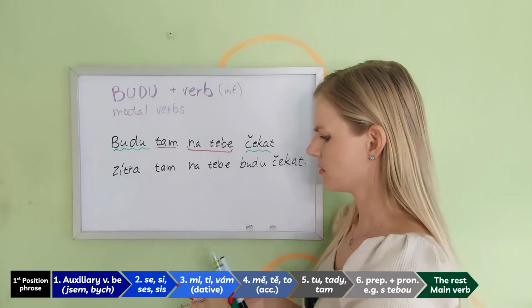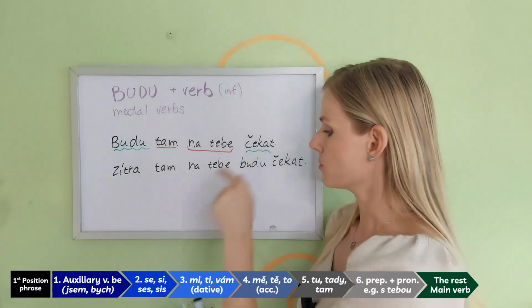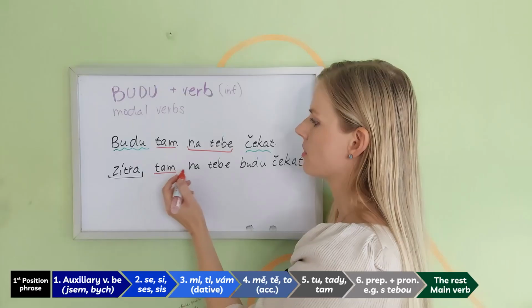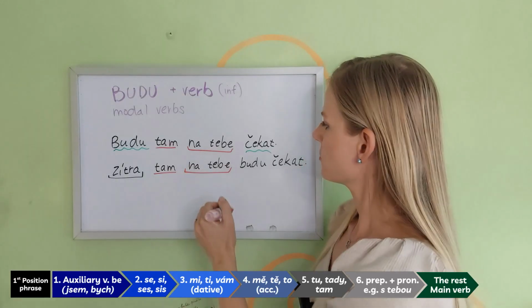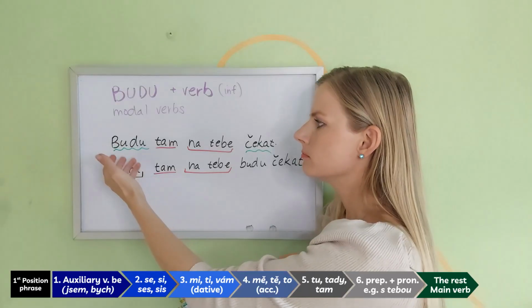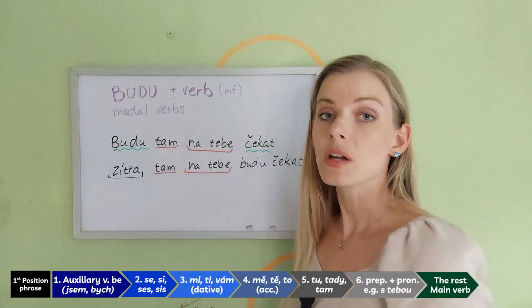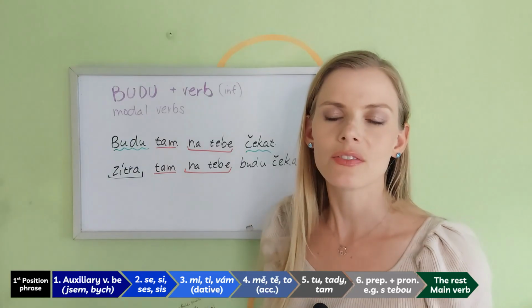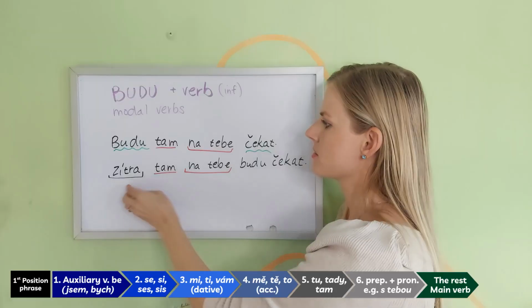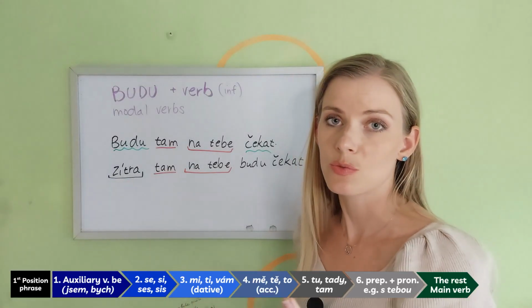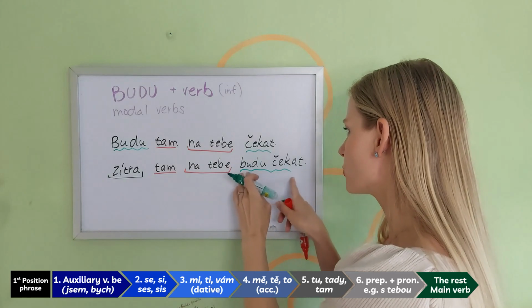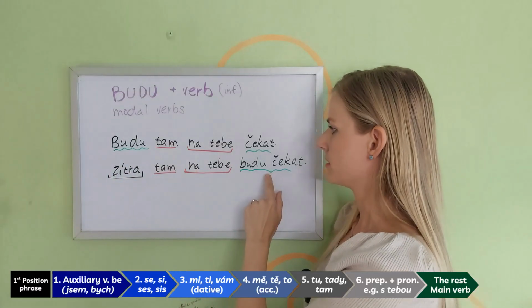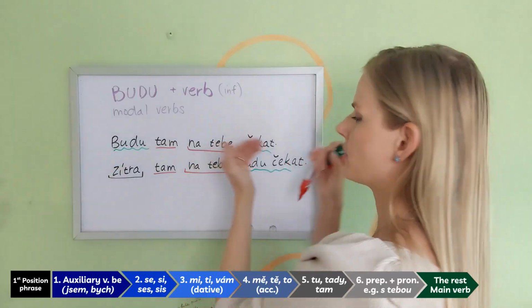Now, zítra tam na tebe budu čekat. Tomorrow I'll be waiting for you there. We put zítra in the first position. The second position here is occupied by the same units, the same components. What happens with budu? It is reunited. In a way, it acts just like the main verb we saw in the previous sentences, the selfless verb. Clears the place for another word that would take the first position. Remember, these two are together. Budu čekat. So it is wrong to say zítra budu tam na tebe čekat. They're either far apart or they are together.